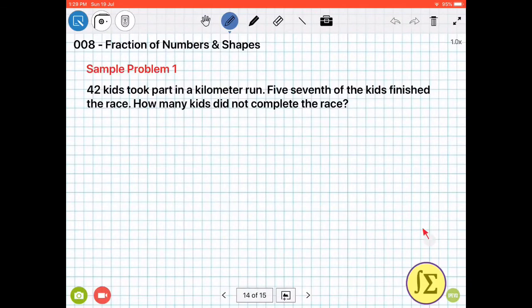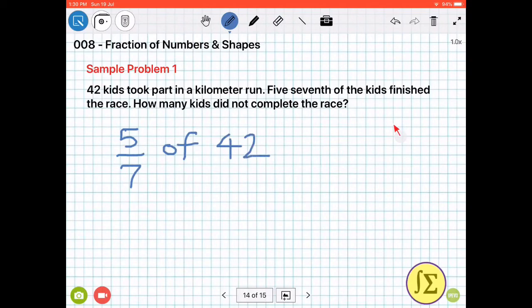Okay, sample problem number 1. 42 kids took part in a kilometer run. 5/7 of the kids finished the race. How many kids did not complete the race? Okay, so we have the total here, which is 42. And we have the fraction 5/7. Okay, we're going to find out what's the value of 5/7 of 42 first.